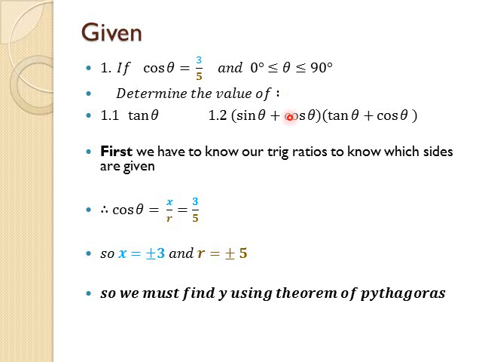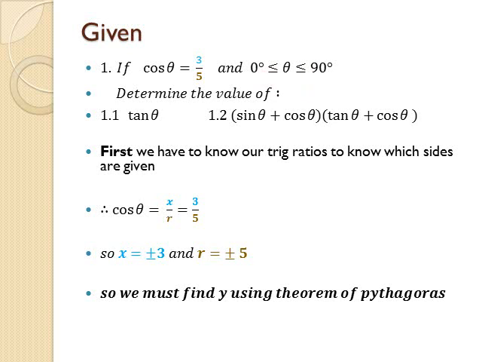So before we can solve anything, we first need to understand what is given to us. Cos is x over r. So x must then equal either positive or negative 3 and r positive or negative 5, right? So we have to find the value of y using the theorem of Pythagoras. Whether x is positive or negative is dependent on the ratio. So this ratio states that we're going to draw a right angle triangle in the first quadrant because we're only going from 0 to 90.